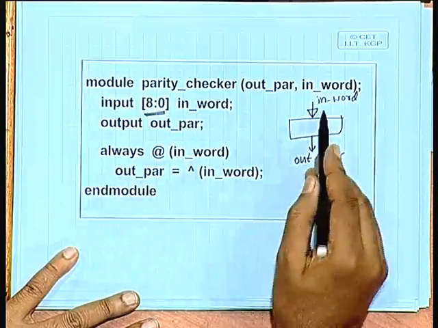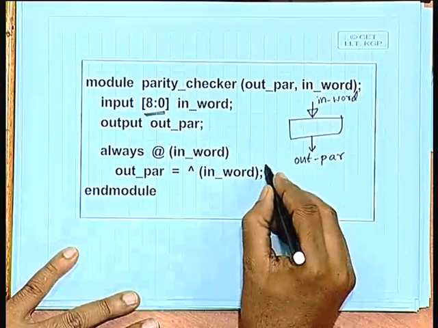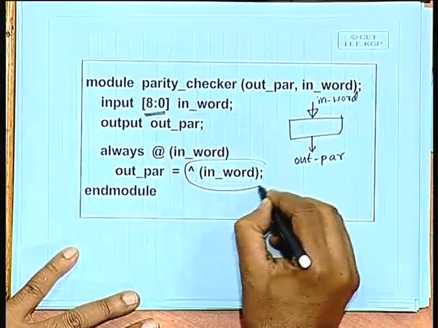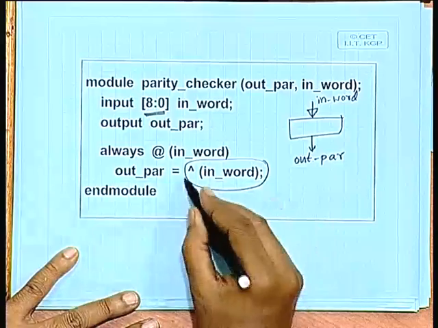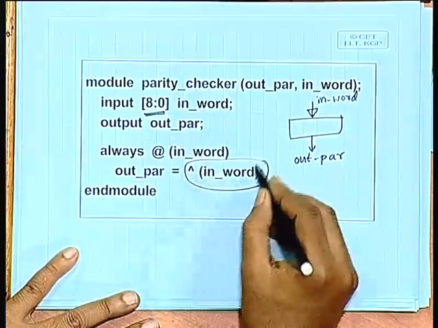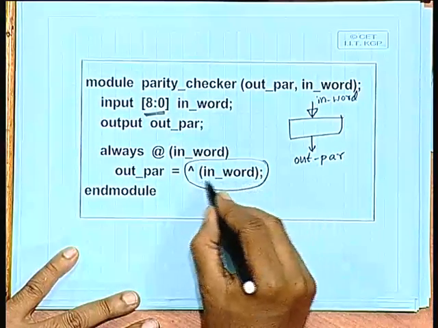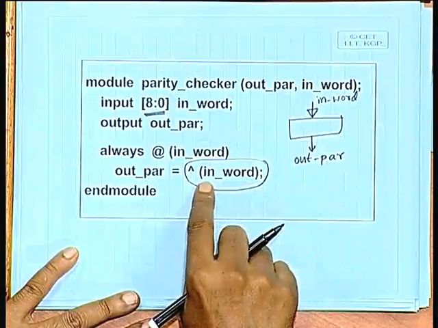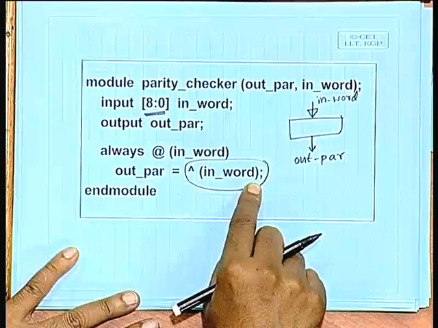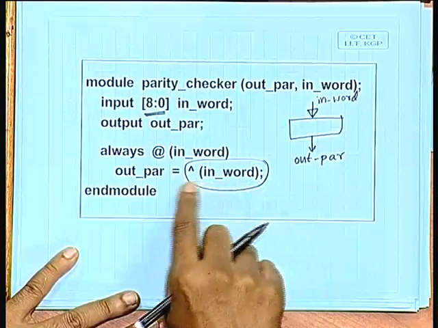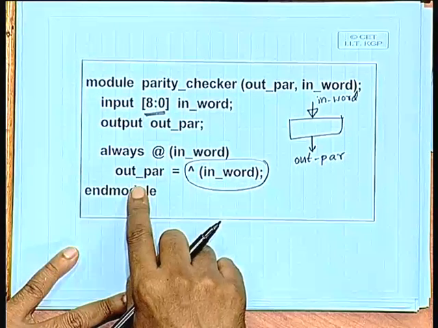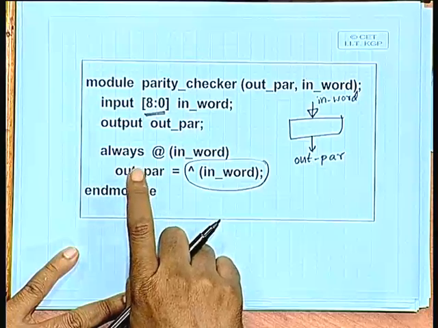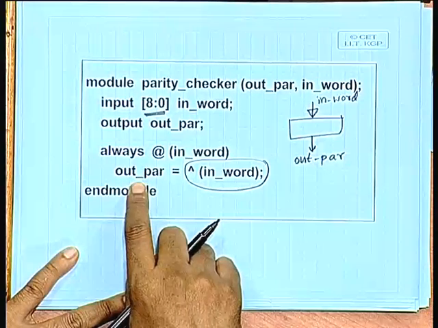Whenever the input changes, you are giving a reduction operator. As I said before, a reduction operator, an operator before an operand, means you take a bit by bit operation of that and generate a single bit out of it. This means it is bit by bit XOR. You take XOR of all the bits, that will be your parity.